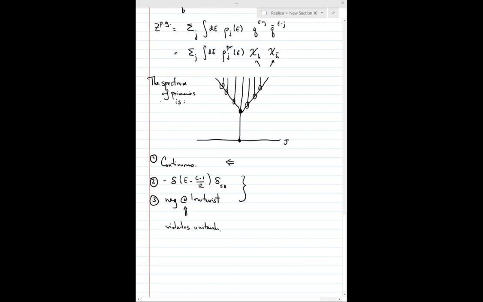Sorry, Alex. A basic question. Is there a way to see quickly that the primaries don't have support over the gap? You mean that there's no primaries in this region? Yeah. I mean, is there a quick way of saying it? I mean, there's this.